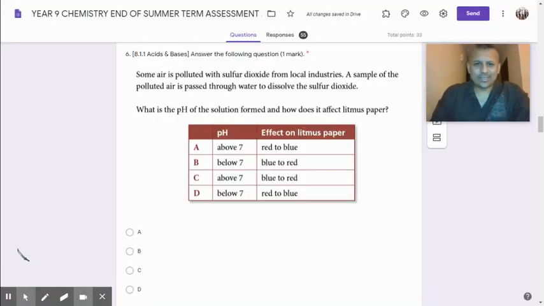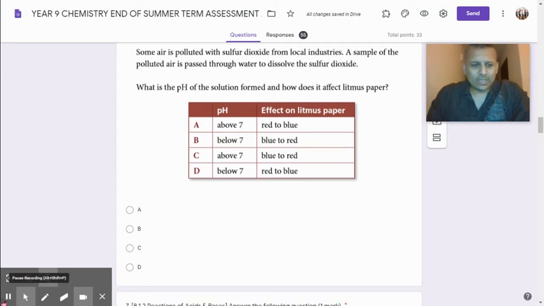Sulfur dioxide, industrial chemistry, is a very common theme that comes up in iGCSE chemistry. The pH is below 7, and the effect on litmus paper is blue to red, so the correct answer is B. The nice thing about that question is that it touches upon acidic oxides and also acids, so it covers a lot of nice topics. I did like that question.